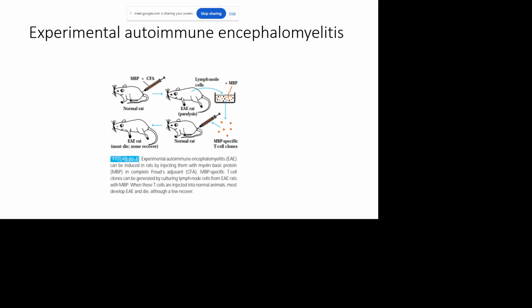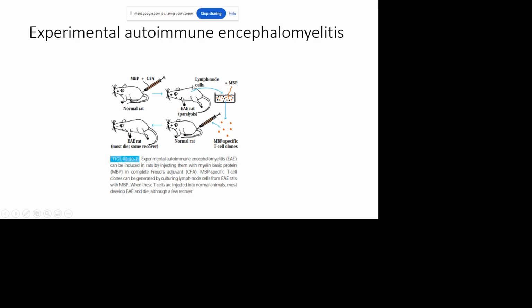So when this normal rat is injected with this myelin basic protein, which is an antigen, and with its adjuvant CFA, then this normal rat will face autoimmunity, right? So now they will be paralyzed, they are EAE rats.